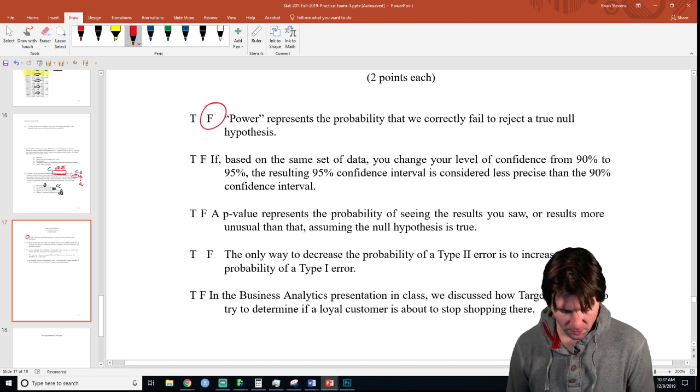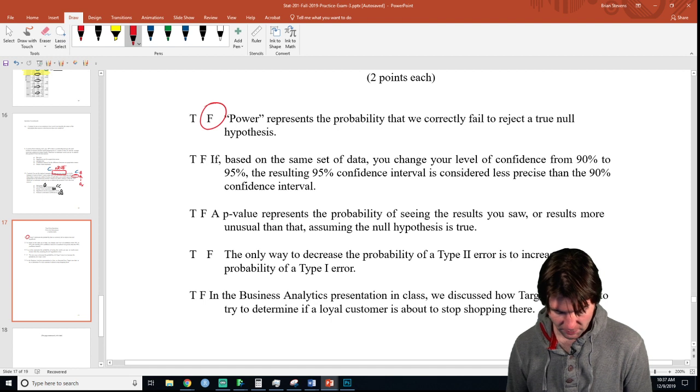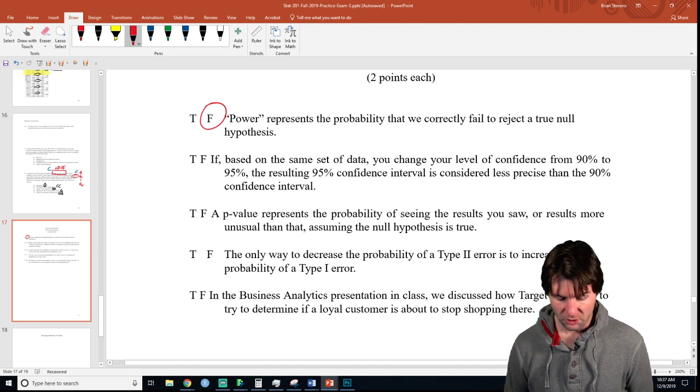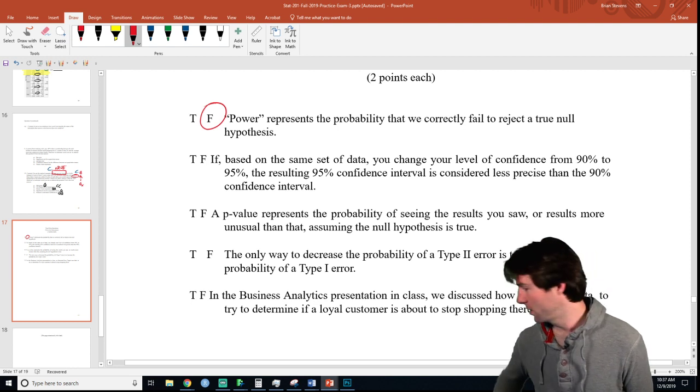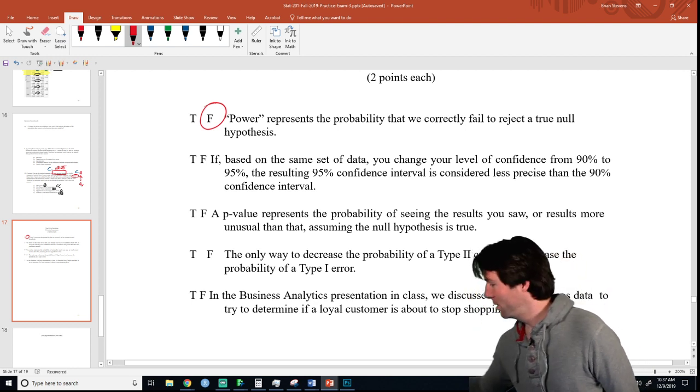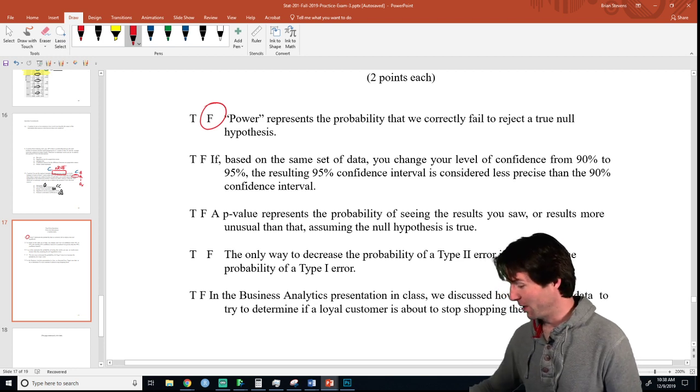If based on the sample set of data, you change your level of confidence from 90 to 95, the resulting 95% confidence interval is considered less precise. That is correct.